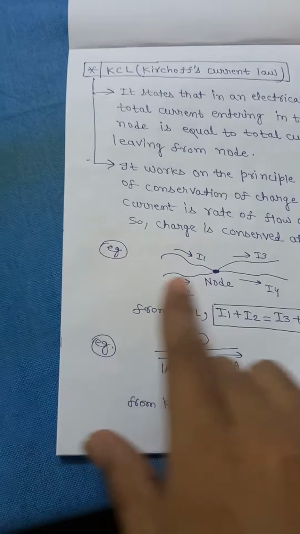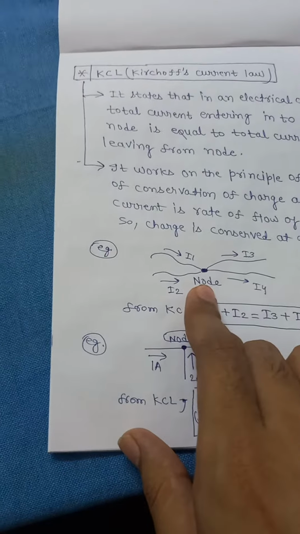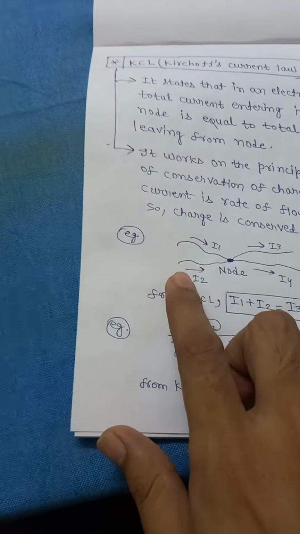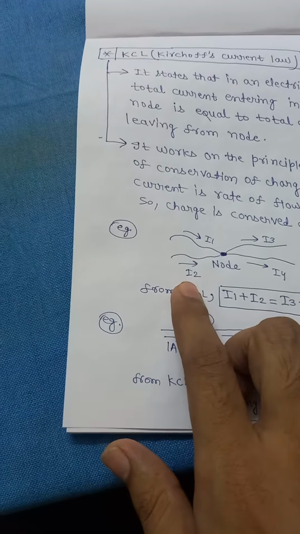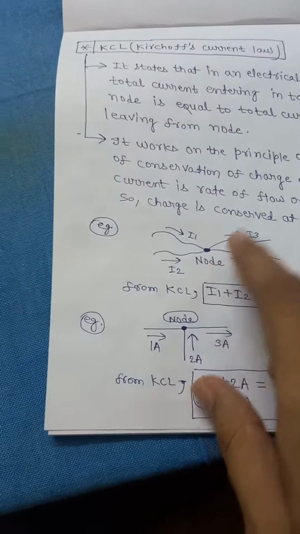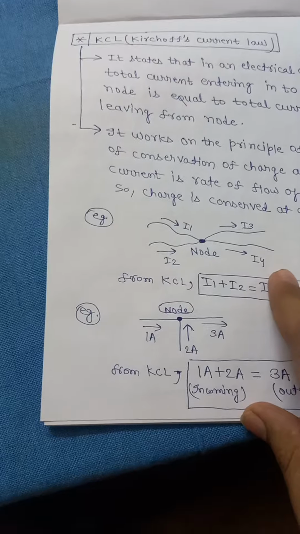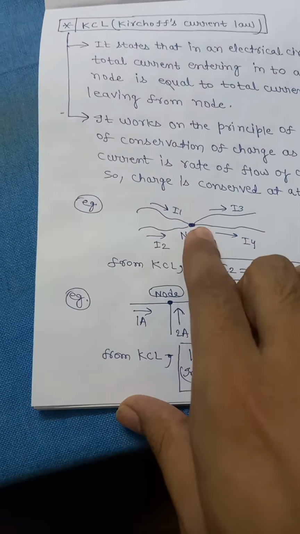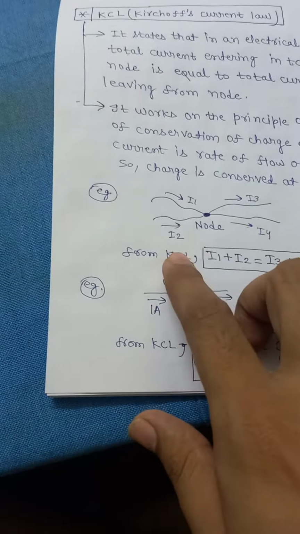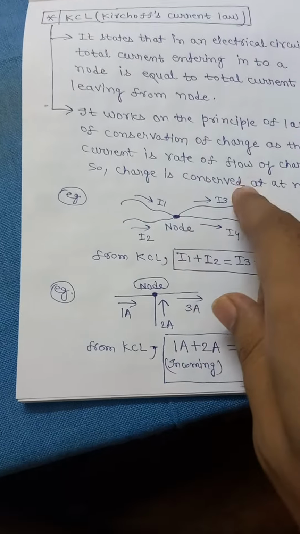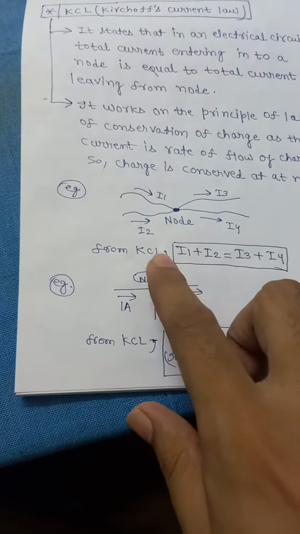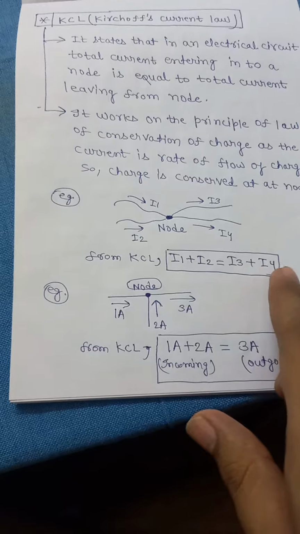Suppose this is an example here. This is a node, which is divided into two parts. On the left side you see that I1 and I2 are the two currents entering the node, and I3 and I4 are the two currents leaving the node. So according to KCL we can say that the total current entering the node, that is I1 plus I2, is equal to the total current leaving this node, that is I3 plus I4. So from KCL, I1 plus I2 is equal to I3 plus I4.